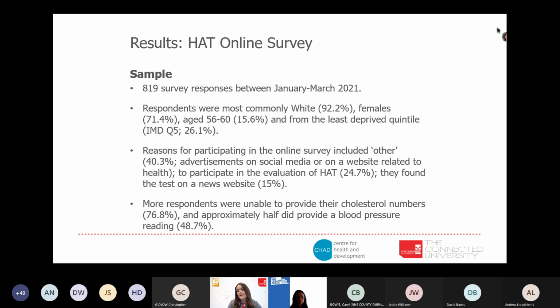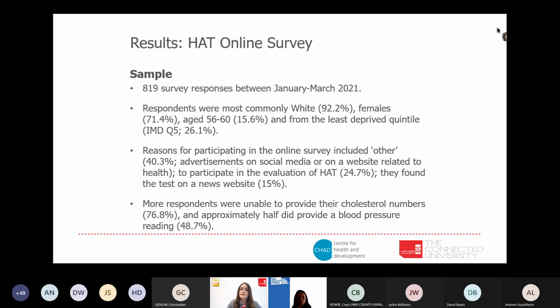In terms of the online survey that we distributed, we received 819 survey responses between January and March 2021. Respondents were most commonly white, females aged 56 to 60 and from the least deprived quintile. And although there was representation from all age groups and those from ethnic minority backgrounds and all IMD quintiles, so we did get representation from all groups.